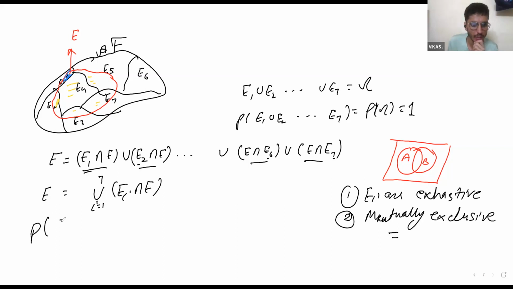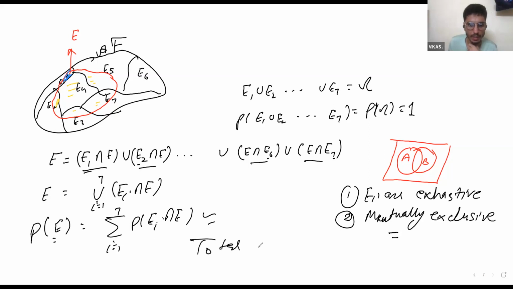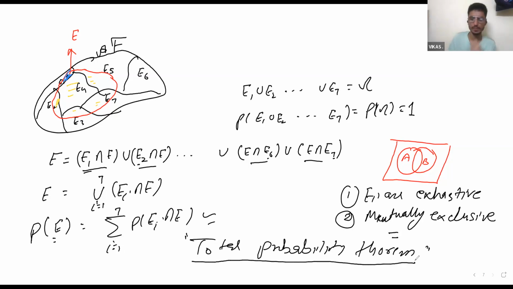Now we are taking this probability of E, then I can write it as the sum of probability of Ei intersection E, for i from 1 to 7. So what is the probability of E? This is known as the total probability, or total probability theorem, because this is a result. So I'm just giving respect to this theorem. We are going to use it, and soon we'll do one or two questions.